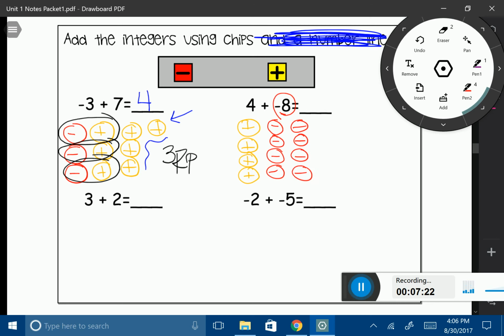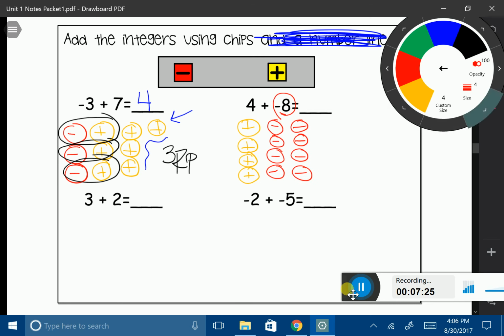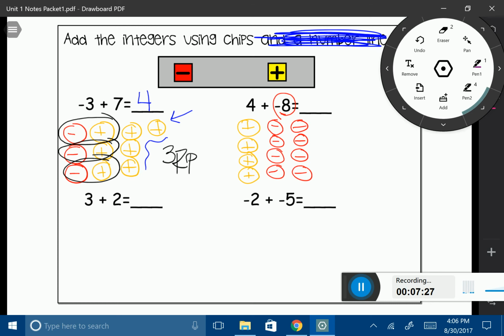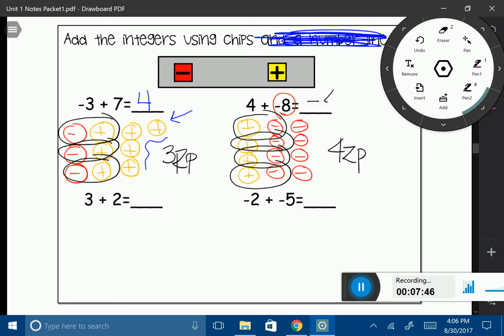And then I'm going to go ahead and make my zero pairs. Sorry if it's a little sloppy as I circle these zero pairs, but it looks like I have 4 zero pairs in this problem. So what's left over? Notice what's left over after I create those zero pairs. 4 plus negative 8, well, I'm left with negative 4. And that's my final answer.